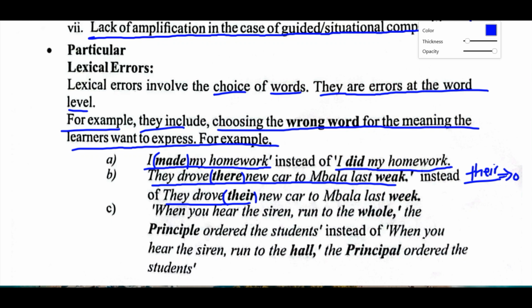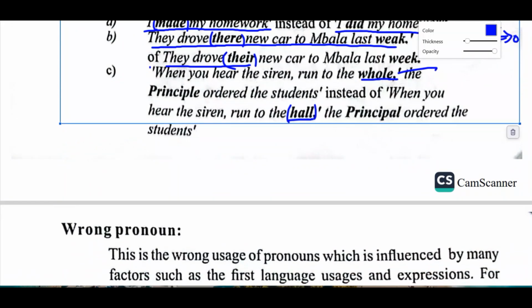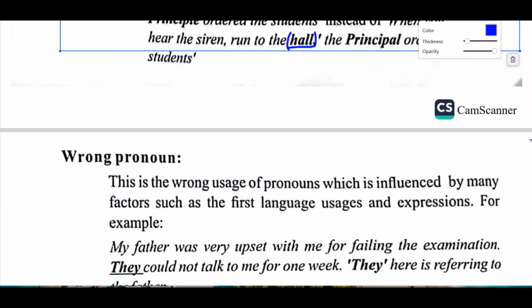We move on to C. When you hear the siren, run to the hall. The principal ordered the students, instead of: when you hear the siren, run to the whole. The hall that we want, like a school hall, a building, is spelled H-A-L-L. Then this whole simply means completeness, or one thing, right? Okay, so let's move on to the wrong pronoun.